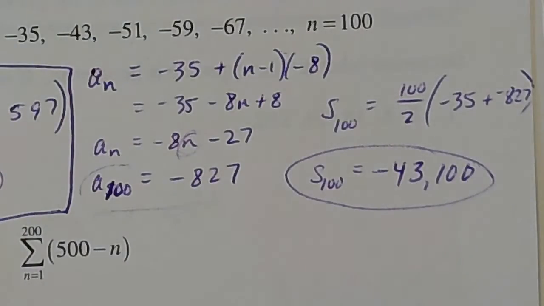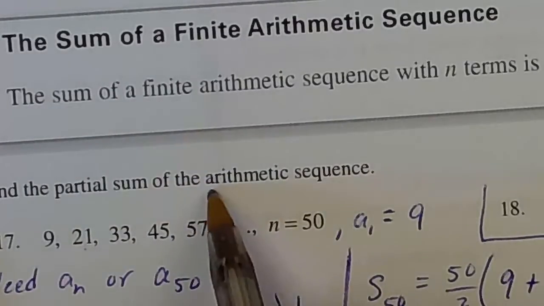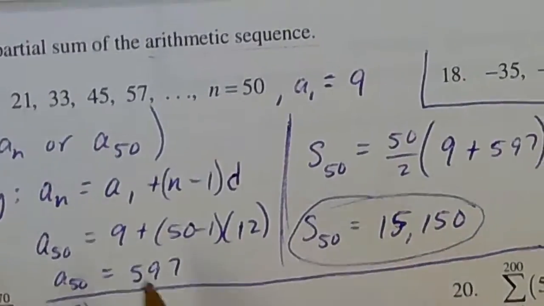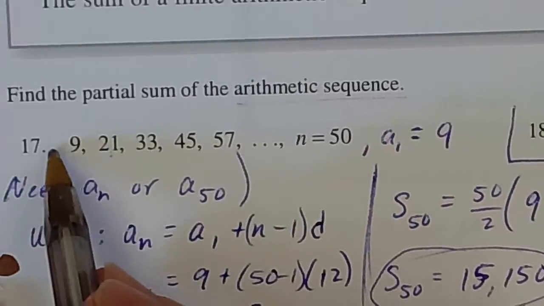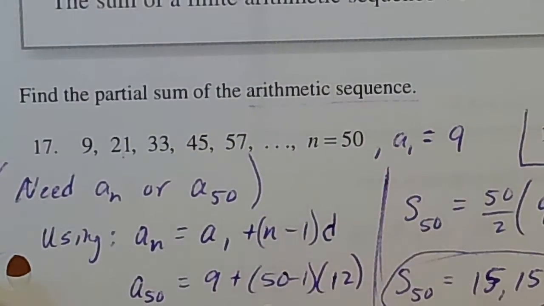Okay, so how's 19 and 20 different? The directions are still the same. Find the partial sum of the arithmetic sequence. It says partial because really every sequence technically goes on forever, right? We could, but they stop at 50, so that's why it's partial.